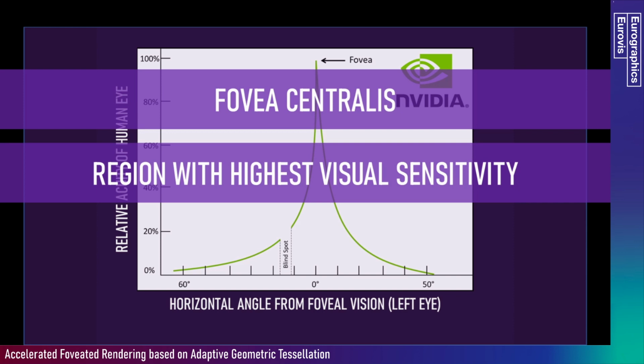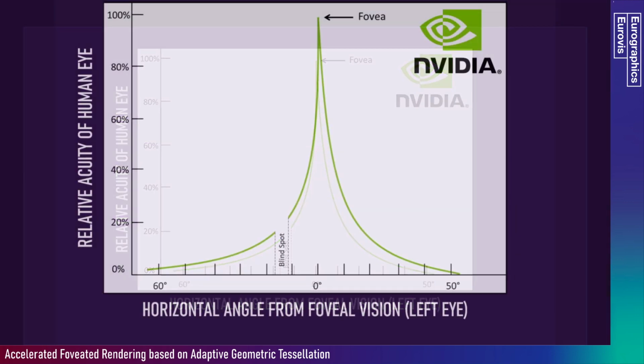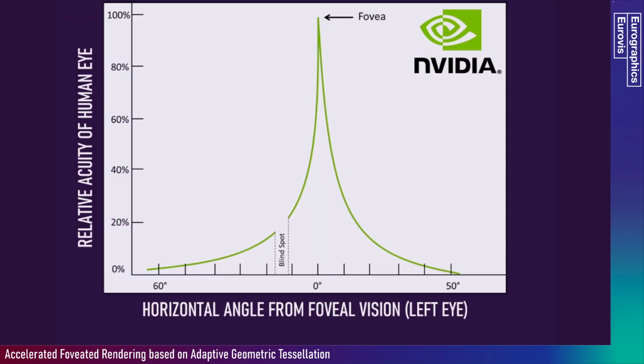The diagram shows the relative acuity of the human eye against the horizontal angle from foveal vision. Notice the sharp drop on either side of the fovea. The horizontal visual field for each eye is large, but the foveal region, however, subtends only a 5-degree angle, the foveola subtending up to 1.2 degrees horizontally.